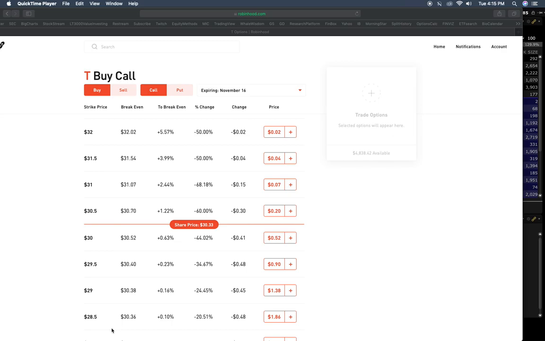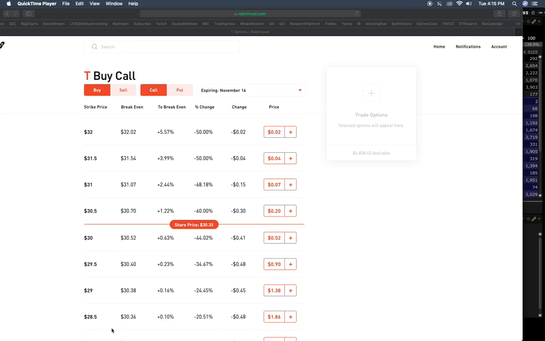We also went over that options have intrinsic value, which is real value. Okay? The intrinsic value is the difference between the stock price and the strike price. Okay? So if your strike price is above the stock price, and you're buying a call, your option has zero value. If you buy an option with the strike price below the stock price, the difference between the stock price and the strike price is your intrinsic value. Okay?